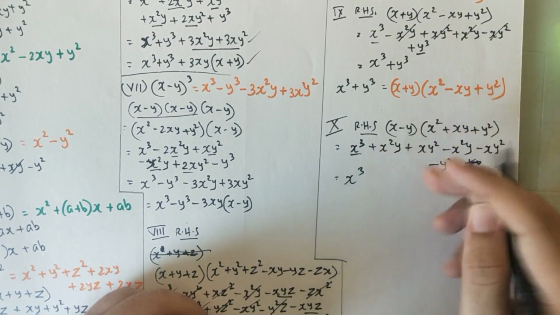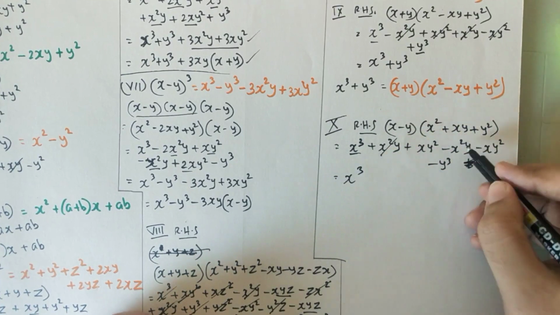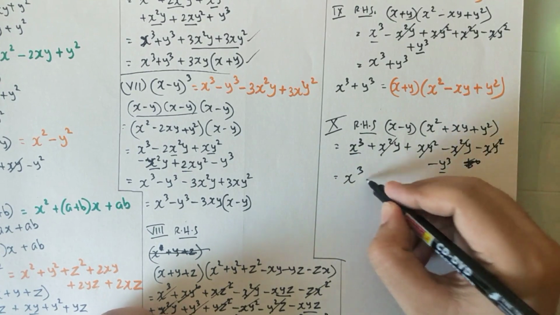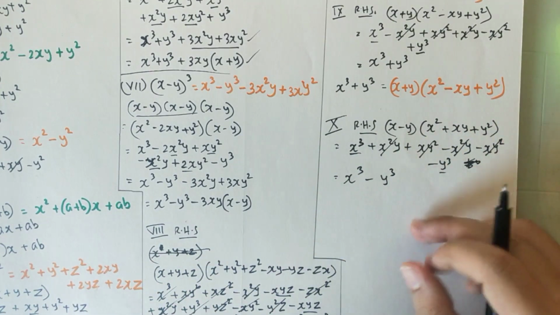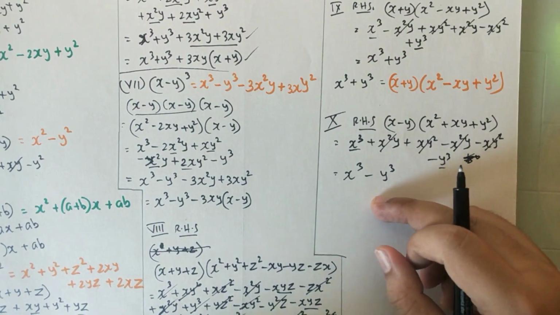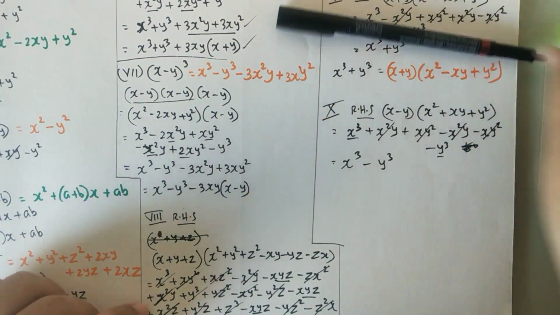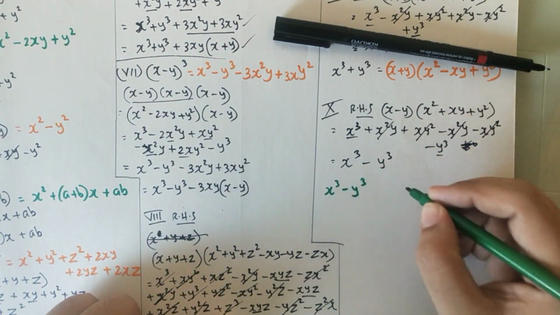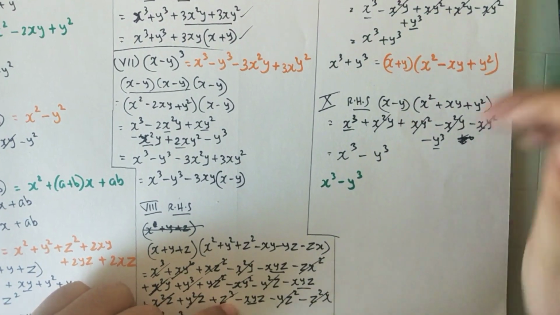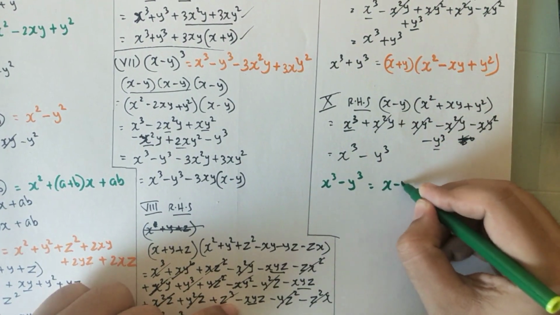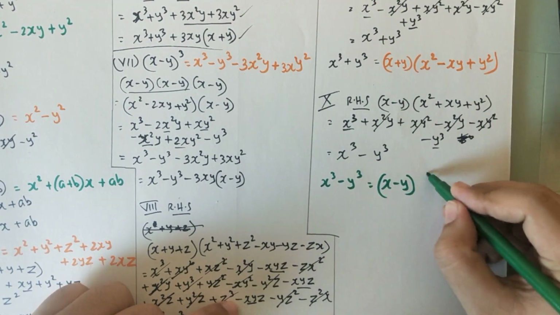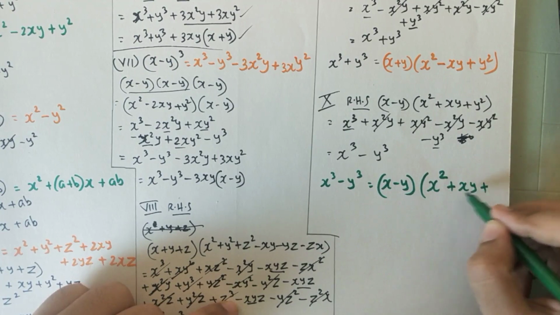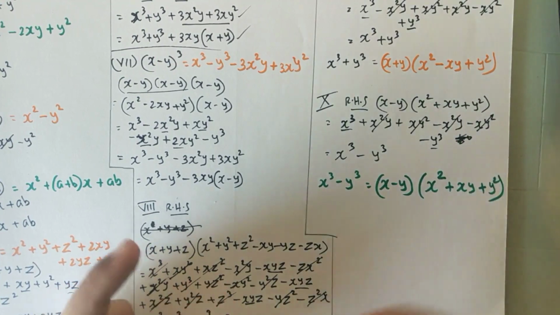First term x cube as it is because there is no like term. X square y minus x square y cancel out. Xy square minus xy square cancel out. The only term remaining is minus y cube. So this is the subtraction of two perfect cubes. So what is my identity? Two cubes are there, x cube and minus y cube. This will give subtraction of the two terms x minus y multiplied by x square, addition of xy, that is product of the two terms, plus y square.